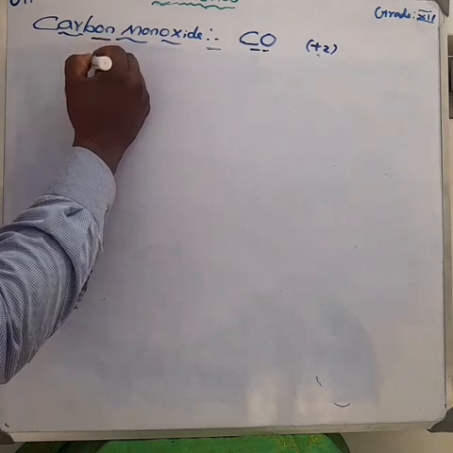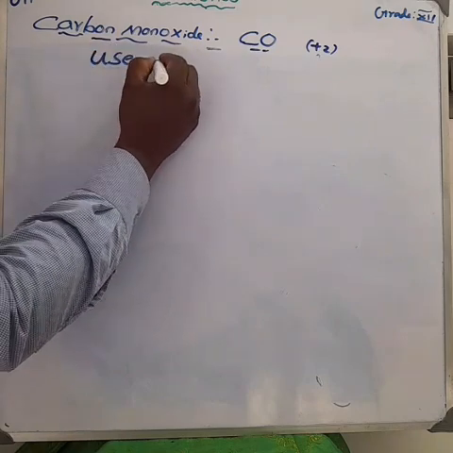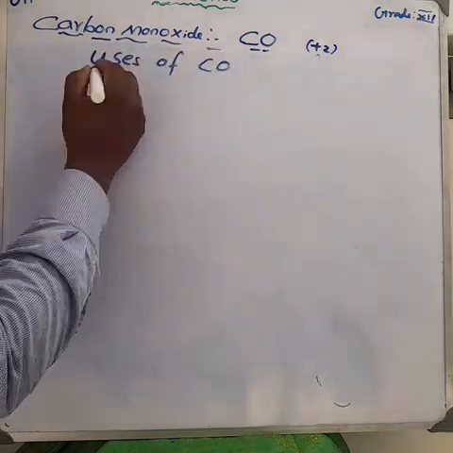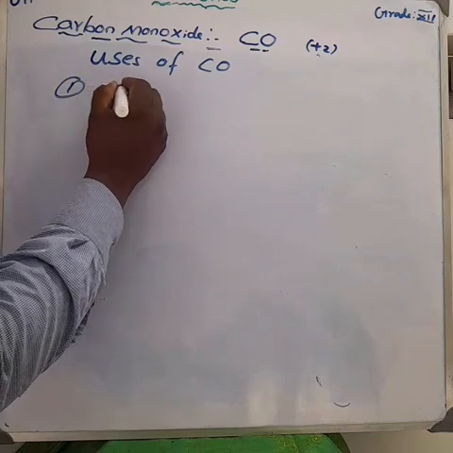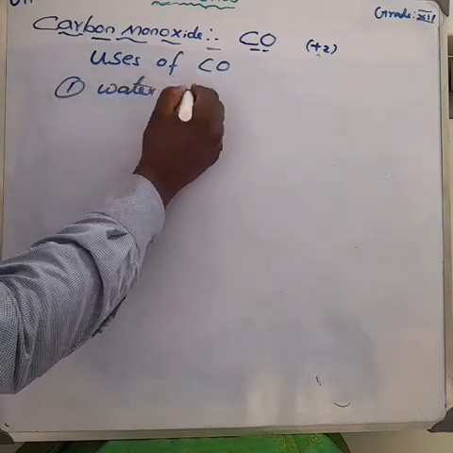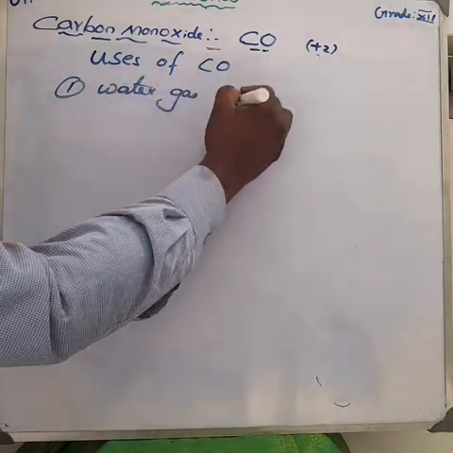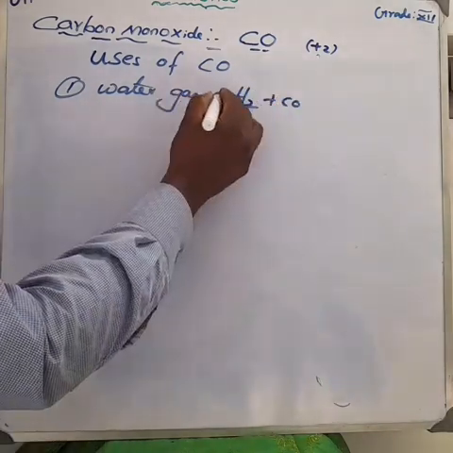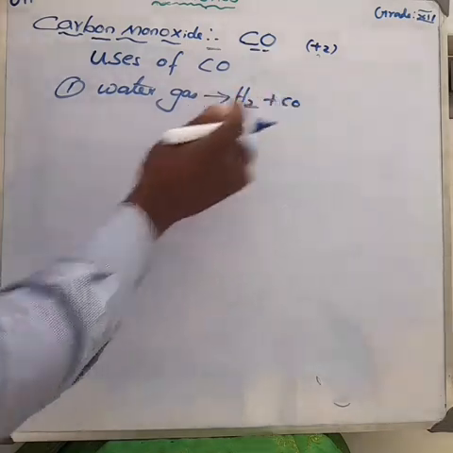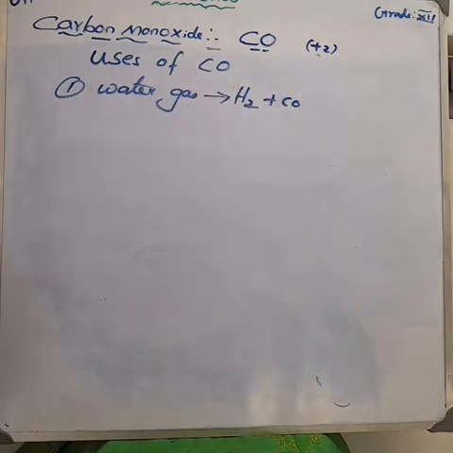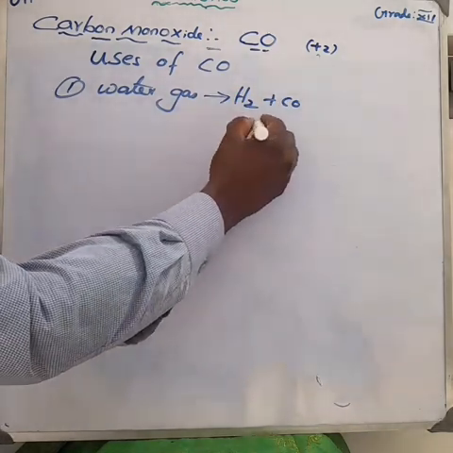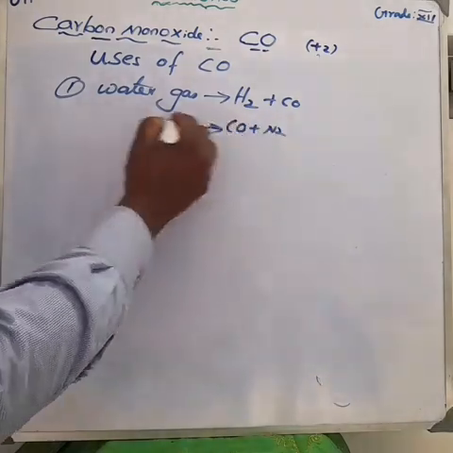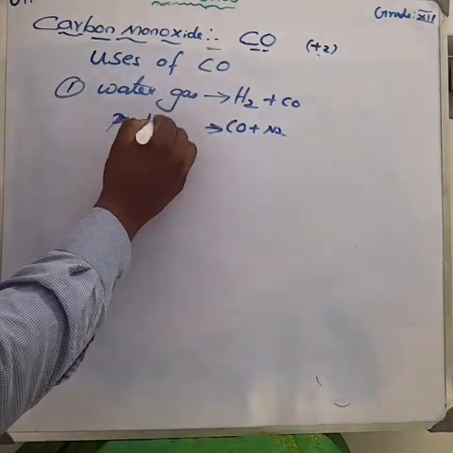Next we can discuss the uses of carbon monoxide. Here we are using water gas and producer gas. What about the water gas? A mixture of hydrogen and carbon monoxide is called water gas. A mixture of carbon monoxide and nitrogen is called producer gas. Okay, these are all used as industrial fuel.